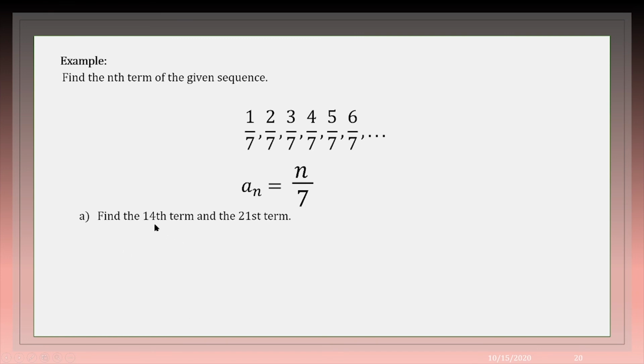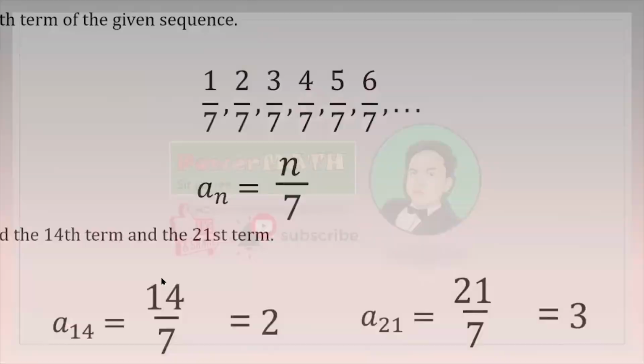Now, let us find the 14th term and the 21st term. So, substitute lang natin. A sub 14 is equals to the value of n which is 14 over 7. Then, lowest term lang natin, sagot yan is 2. So, a sub 14 is 2. Okay, try naman natin 21st term. So, a sub 21 is equals to the value of n which is 21 all over 7. The answer is 3. So, ganoon lang paghahanap ng ating given term.